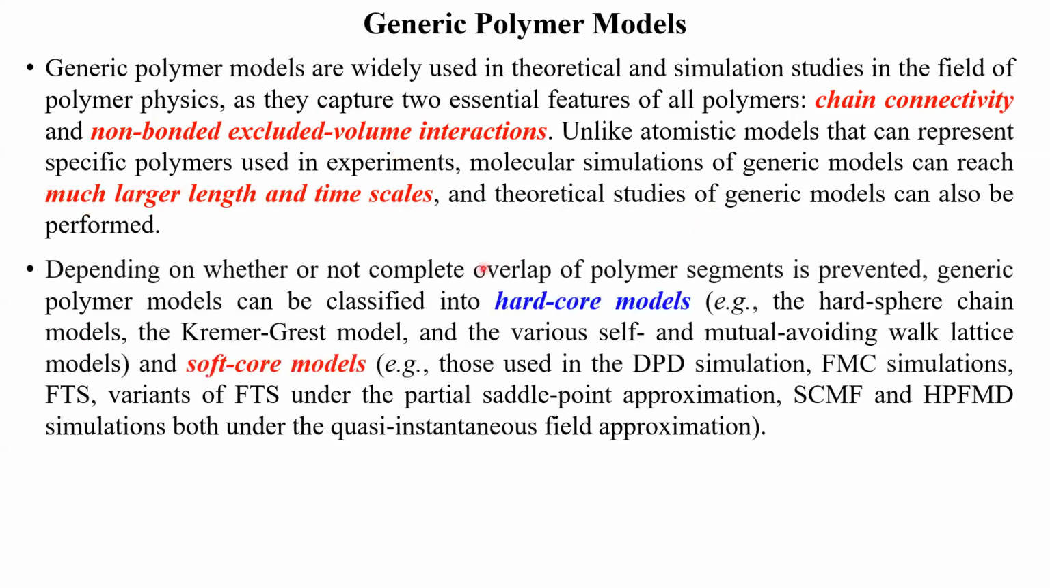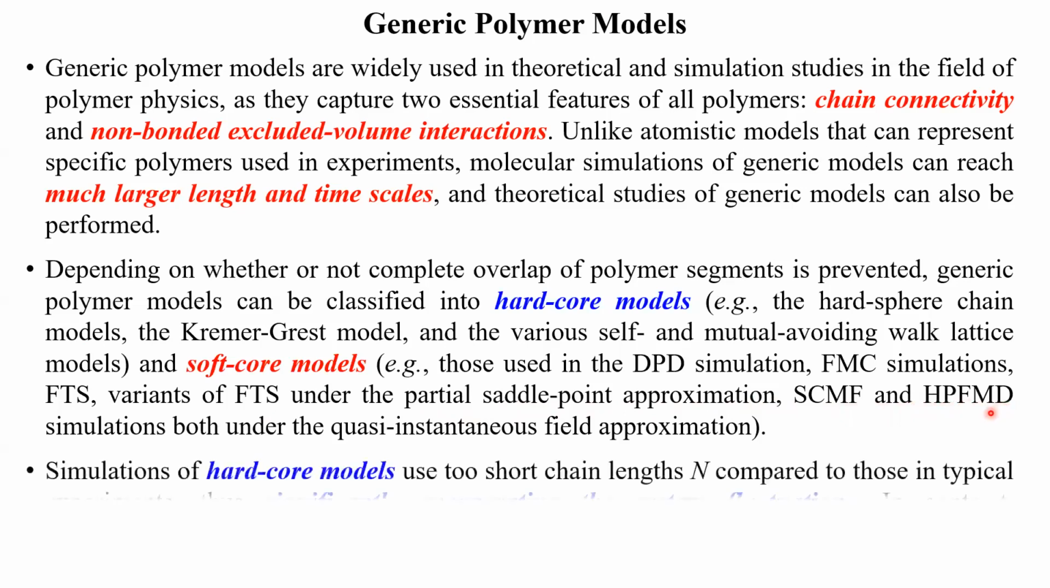Depending on whether or not complete overlap of polymer segments is prevented, generic polymer models can be classified into hardcore models, such as the hard sphere chain models, the Kremer-Grest model, and the various self and non-self-avoiding walk lattice models, and softcore models, such as those used in dissipative particle dynamics simulation, fast Monte Carlo simulations, field theoretic simulation, variants of field theoretic simulation under the partial saddle point approximation, single chain in mean field, and the hybrid particle field molecular dynamics simulations, both under the quasi-instantaneous field approximation.